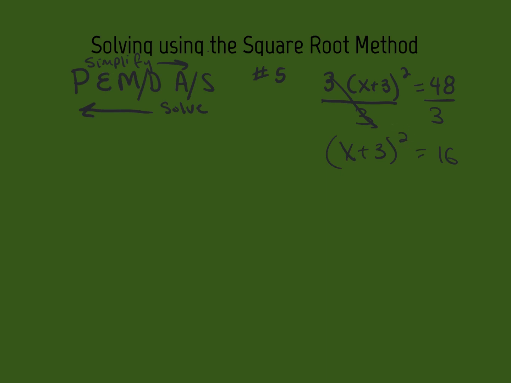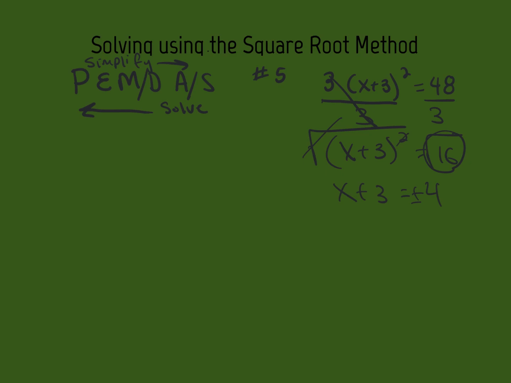How are we going to get rid of the 2? Well, we're going to take the square root of both sides. And when we do that, the square root and the squared cancel out. And so on the left, we have x plus 3. And we all know the square root of 16, that's just 4. But because we're taking the square root, we have to put positive or negative. So it's not just positive 4, it could also be negative 4.